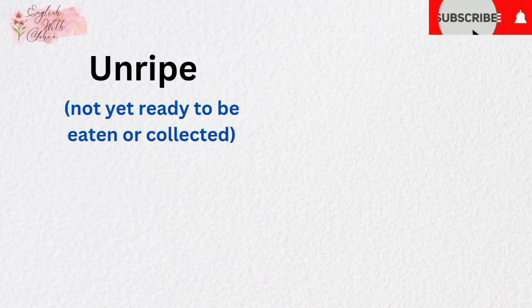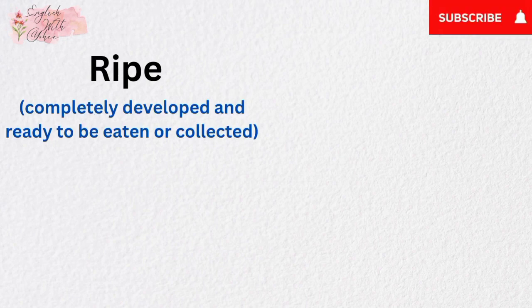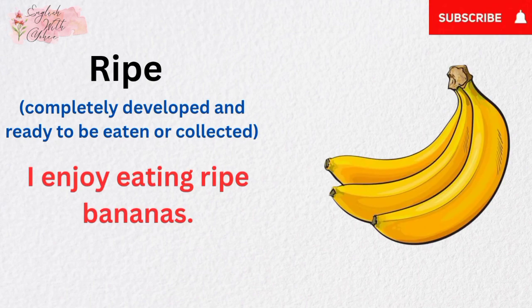Unripe, not yet ready to be eaten. The unripe banana is sour and not sweet. Ripe, completely developed and ready to be eaten or collected. I enjoy eating ripe bananas.